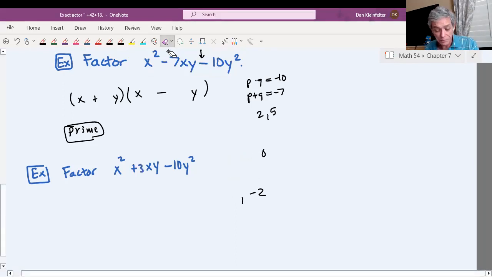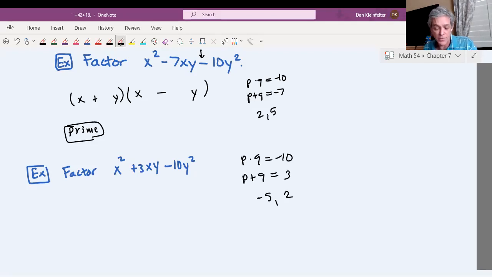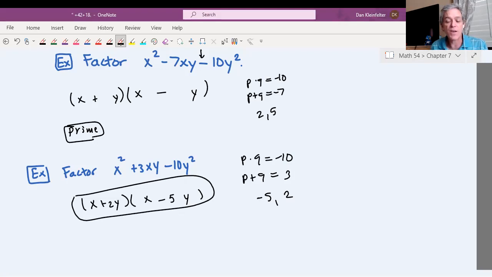So let's do that. All right, so now we're looking for two numbers that multiply to be negative 10 and add up to be positive 3. So two numbers that multiply to negative 10 and add up to positive 3 would be negative 5 and positive 2. So we'll have x in the front, y's in the back, one plus, one minus. It'll be negative 5y and plus 2. So x plus 2y, x minus 5y.